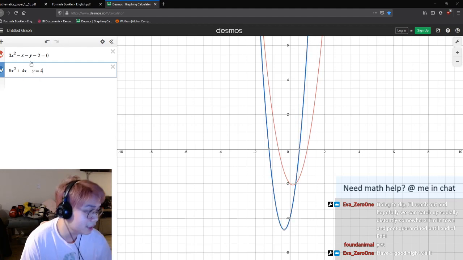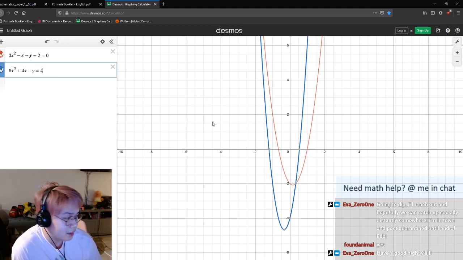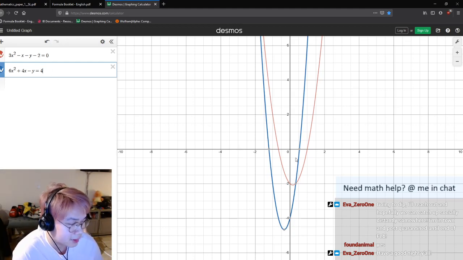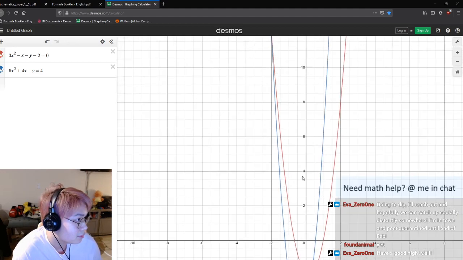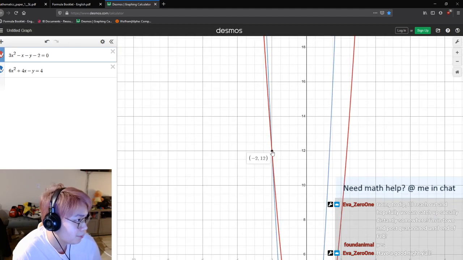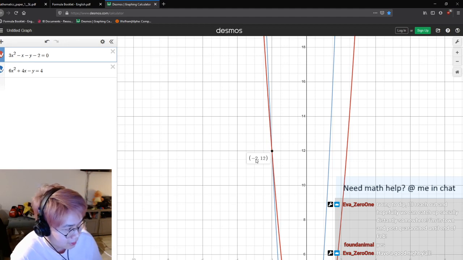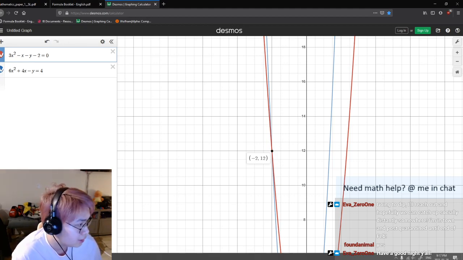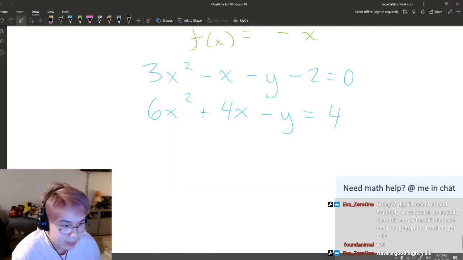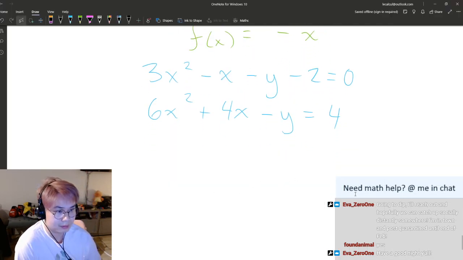So, assuming I type these in correctly, the solution to your system is their intersections. Right here, and then there's one over here. Now, I'm going to assume that that's probably not how it was intended to be done. So let me show you a way that you can do this without necessarily using a graphing calculator.